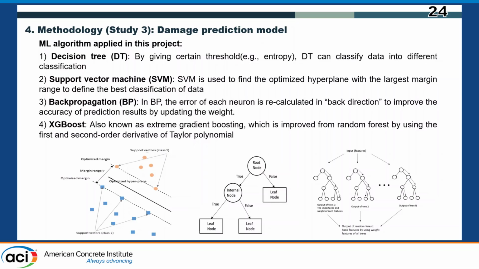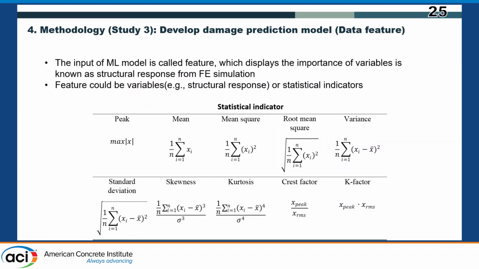So we will use the actual moving load response and use this algorithm to find out which data has the best or highest correlation weight with which damage severity. And the other thing is we really don't want to use raw data directly, because the computation time will be really long.